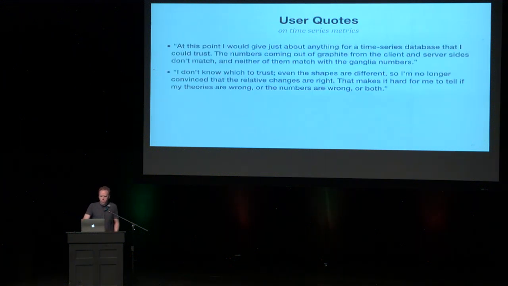So what do people think of this situation? Well, these quotes are pretty powerful, so I'm going to read one. "At this point, I would give just about anything for a time series database that I could trust. The numbers coming out of Graphite from the client and server sides don't match, and neither of them match with the Ganglia numbers." So in the second quote, he's saying the shapes aren't even right. So it's not a good situation to be in.